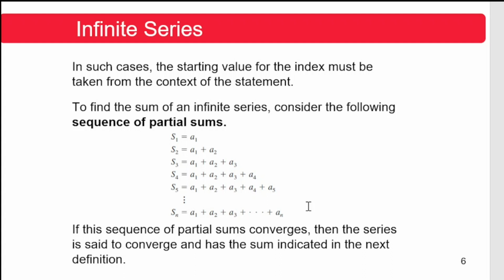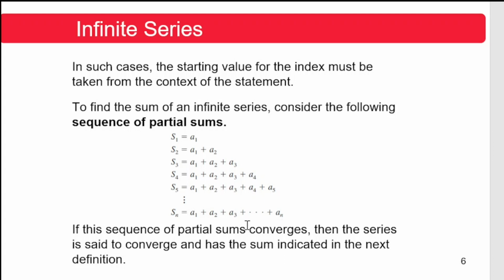Okay, next we go to the partial sum of an infinite series. To find the sum of an infinite series, you have to consider the following sequence of partial sums. S sub 1 is the sum of the first term of an infinite series. S sub 2 is the sum of the first two terms, so you have a1 plus a2. S sub 3 is the sum of the first three terms, so you have a1 plus a2 plus a sub 3, and so on and so forth up to the nth partial sum, which is denoted by S sub n, which is equal to a sub 1 plus a sub 2 plus a sub 3 and so on up to plus a sub n.